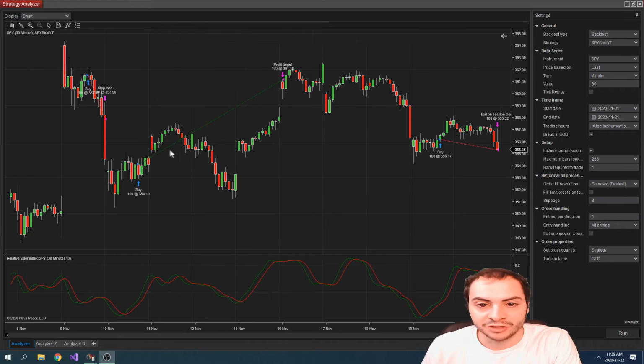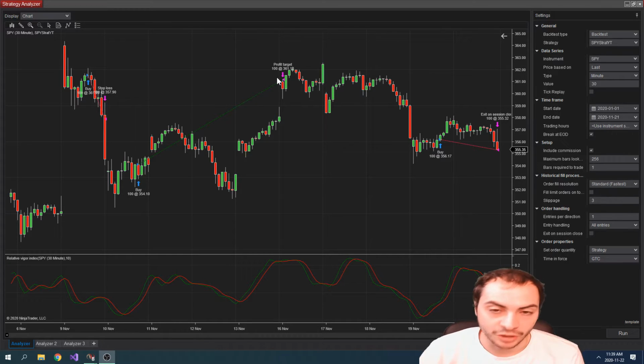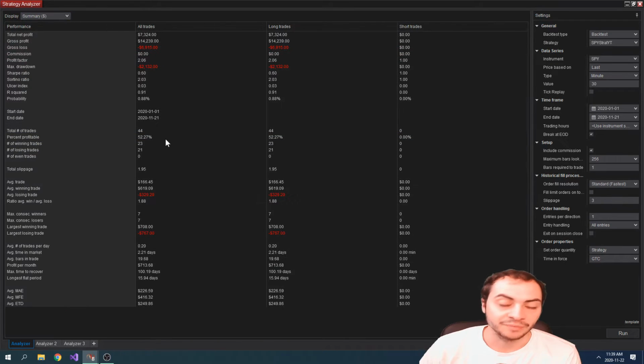So here we can see on the chart of it trading SPY and kind of how it works. Once again, it's on 30-minute candles using this indicator. And you can see when it crosses above negative 0.2, it usually buys and has a 2% profit target and a 1% stop loss. Okay, so let's take a look at the results from the actual backtest.